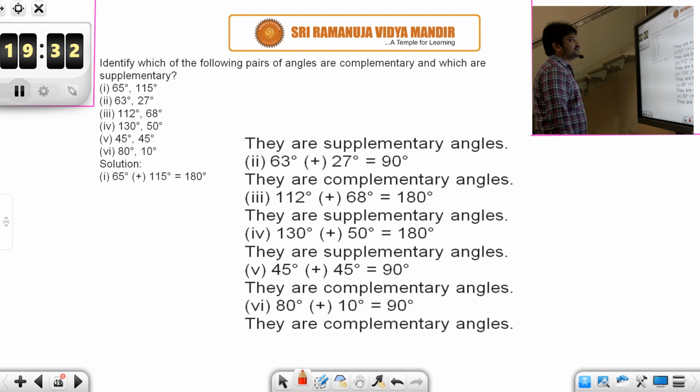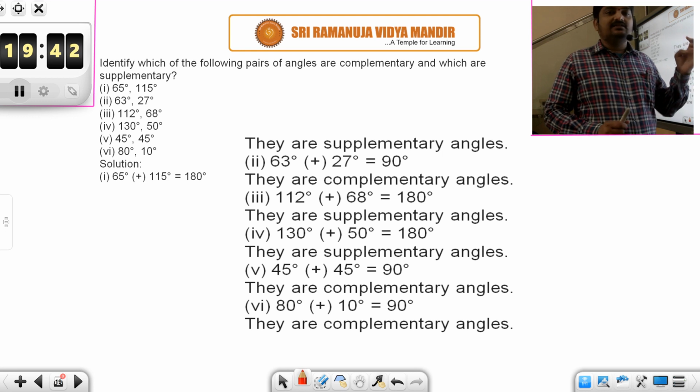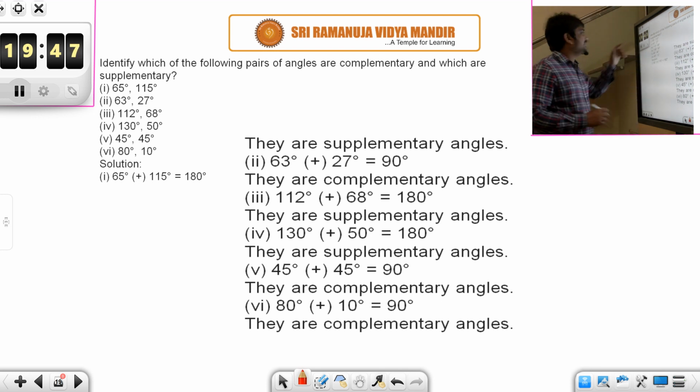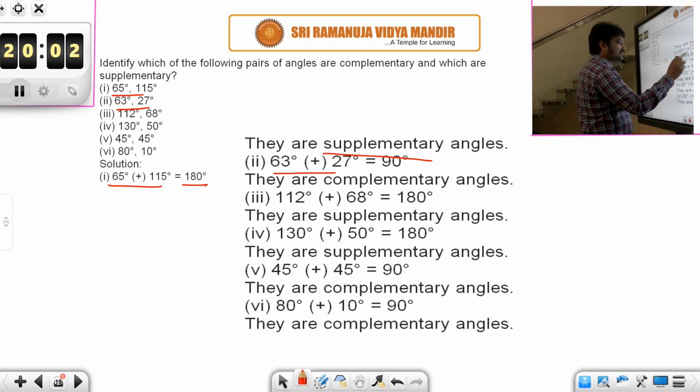Now identify which of the following pairs of angles are complementary and which are supplementary. You are now quite familiar with these words. Complementary, sum should be 90. Supplementary, sum should be 180. Look at the given pairs of angles. Here you are given 65 and 115. 65 plus 115 is 180. When the sum is 180, we call them supplementary. Then 63 and 27. 63 plus 27 is 90, and when the sum is 90, we call them complementary.